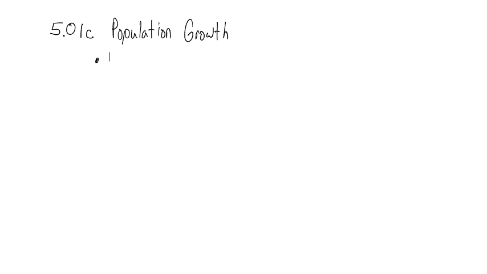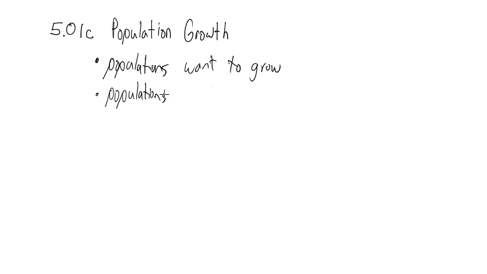First off, populations always want to grow. And by that I mean they will have lots of babies if they can. The second part is that populations need resources to grow. So they need food, they need shelter, they need water, things that they get from their environment. So they need abiotic and biotic factors, really.